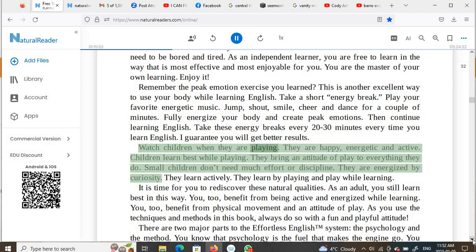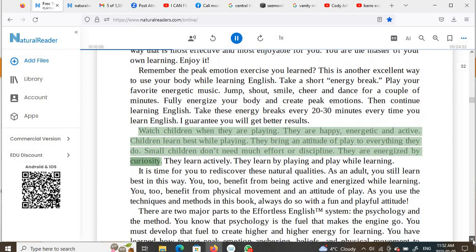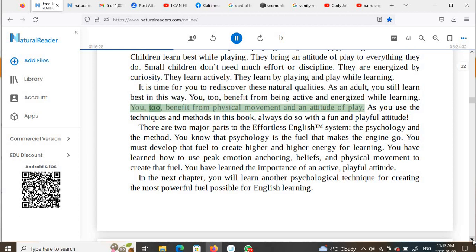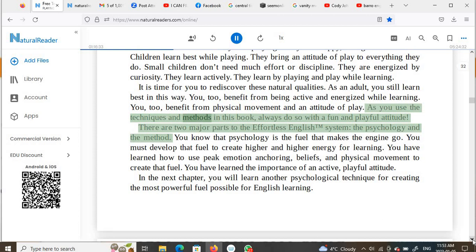Watch children when they are playing. They are happy, energetic and active. Children learn best while playing. They bring an attitude of play to everything they do. Small children don't need much effort or discipline. They are energized by curiosity. They learn actively. They learn by playing and play while learning. It is time for you to rediscover these natural qualities. As an adult, you still learn best in this way. You, too, benefit from being active and energized while learning. You, too, benefit from physical movement and an attitude of play. As you use the techniques and methods in this book, always do so with a fun and playful attitude.